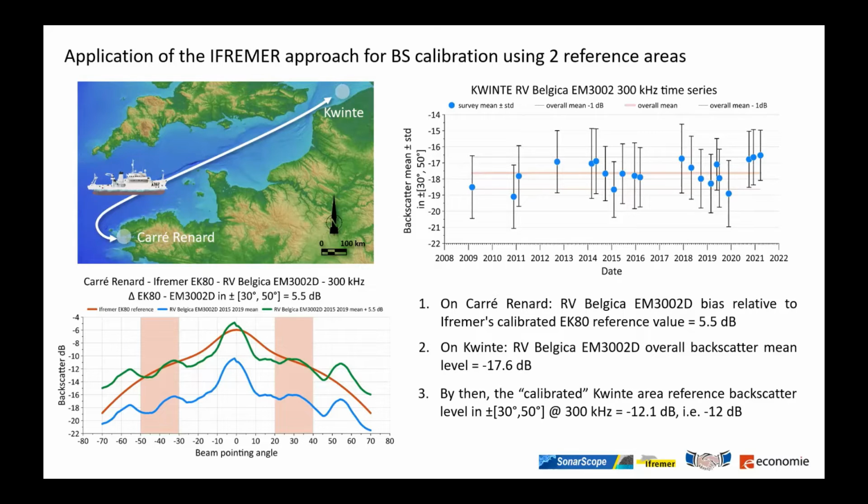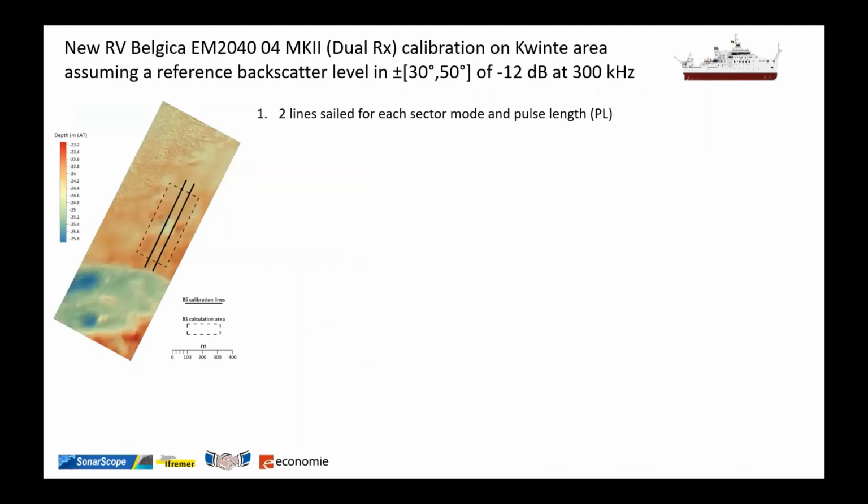So by then, the calibrated Quinter reference level should be minus 12. Just apply the shift. And we use that principle, that assumption, to calibrate the new multi-beam on the new Belgica on the Quinter area, because we are waiting for the visit of Frida and Laurent with their PK actives, and we are waiting for the Belgica to go on the Carré Renard to have a direct measurement. So, metrologically speaking, it's not really solid, but we are doing that because we have the choice at that time.